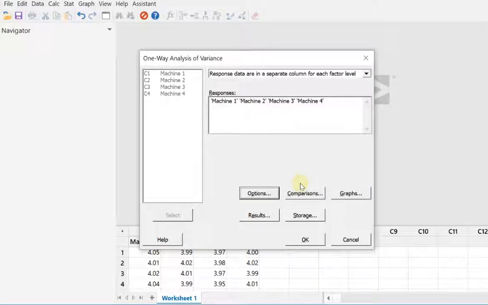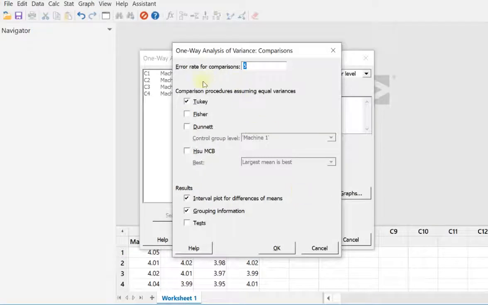There. Now, comparisons. You see that? Click on comparisons. And these are the lists of what's available. The error rate for comparisons is a number between 0.01 and 50. Keep that default at 5. The error rate for comparisons, just don't change that. Make it 5. Okay. So these are the comparisons we want to have.